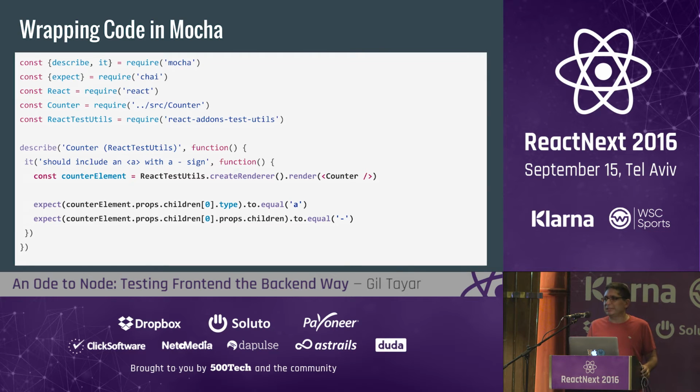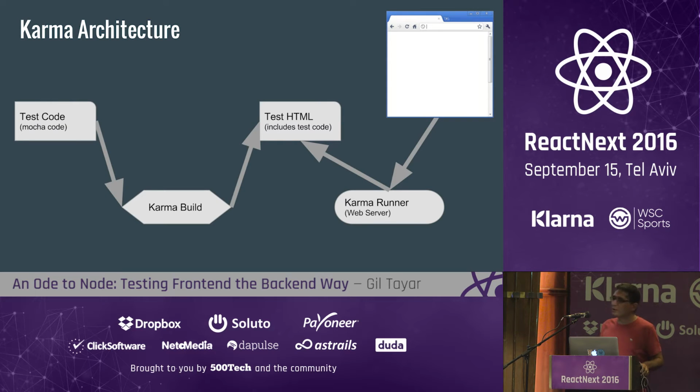But how do we run this? This needs to run in the browser, not in Node. How do we run it? Well, the best practice is to use Karma. What does Karma do? Karma is obfuscated. I look at this and my heart goes, no, please don't. But that's what we had.